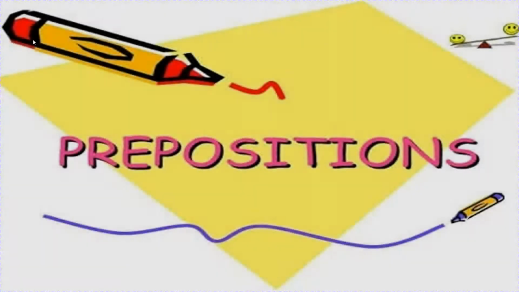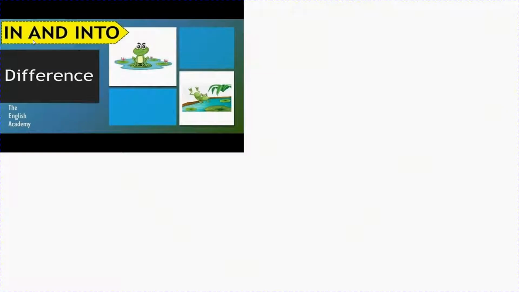I have already explained to you what a preposition is, and I have also given you so many examples in my previous video. Today I am going to explain how to differentiate between different kinds of prepositions. So let's start, children. First is in and into. What is the difference between in and into?